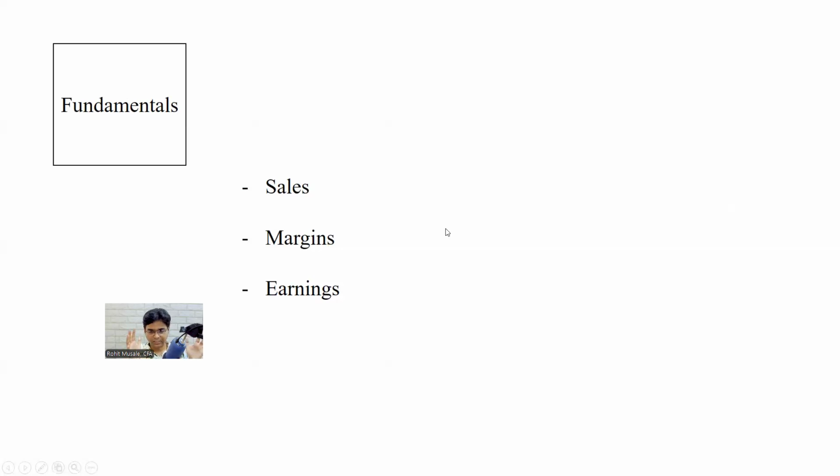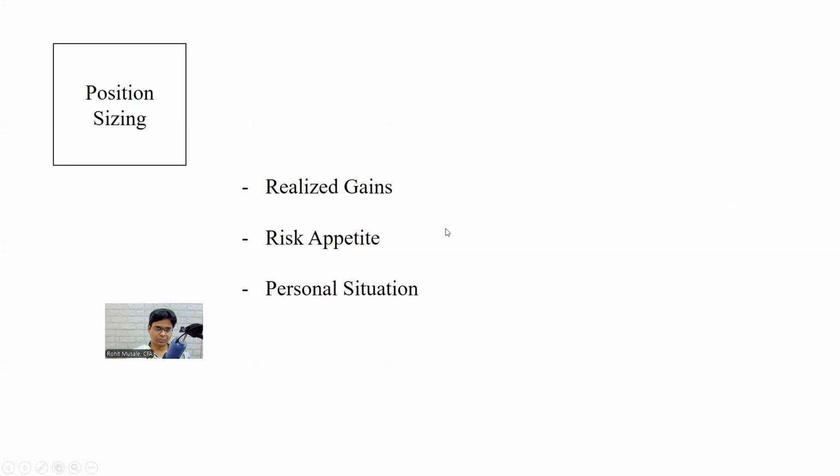So these are the 3 steps, the 3 primary steps. This is what I call screening steps. So after you are done with the first 3 steps, you will know which stock to buy, right? And you will also know exactly at what price to buy the stock. So the next question is position size.